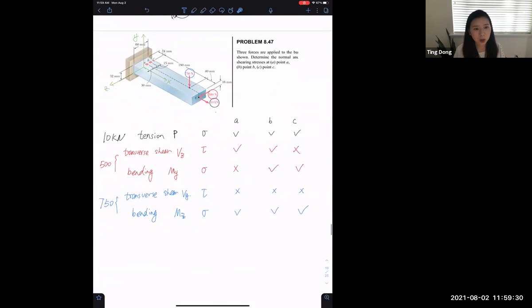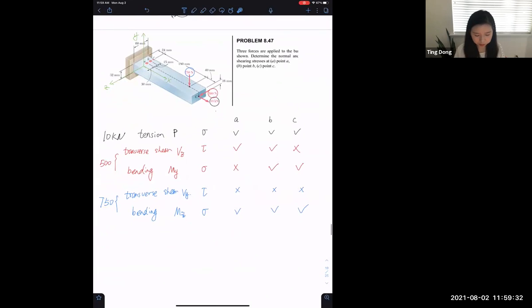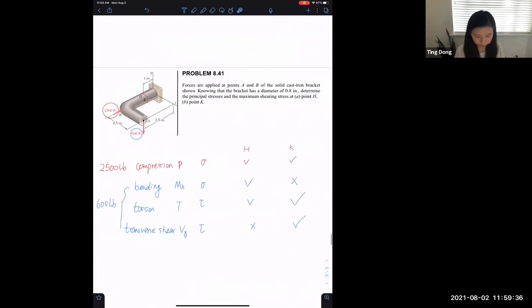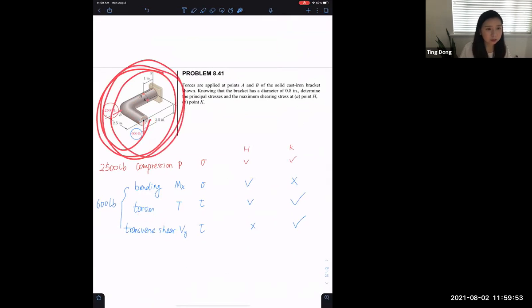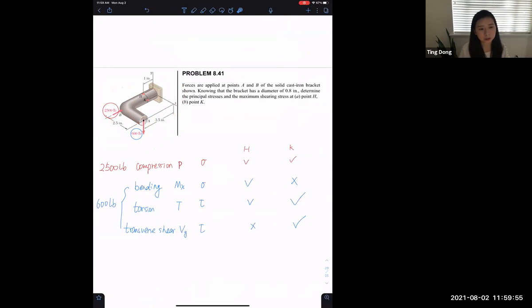And these are the homework problems, same thing. We separate these three forces and I put it here. And this force will generate bending, torsion, and transverse shear, right? Because if you imagine you have an L-shaped structure and you put a force in the y direction, it will rotate the L-shaped structure in this way. So there's a torsion here. And for this one, it's pure compression.